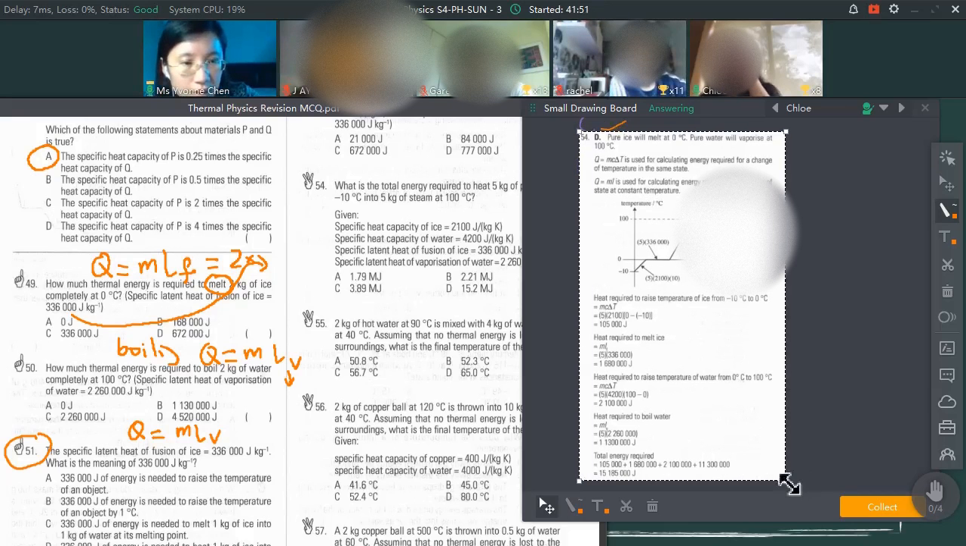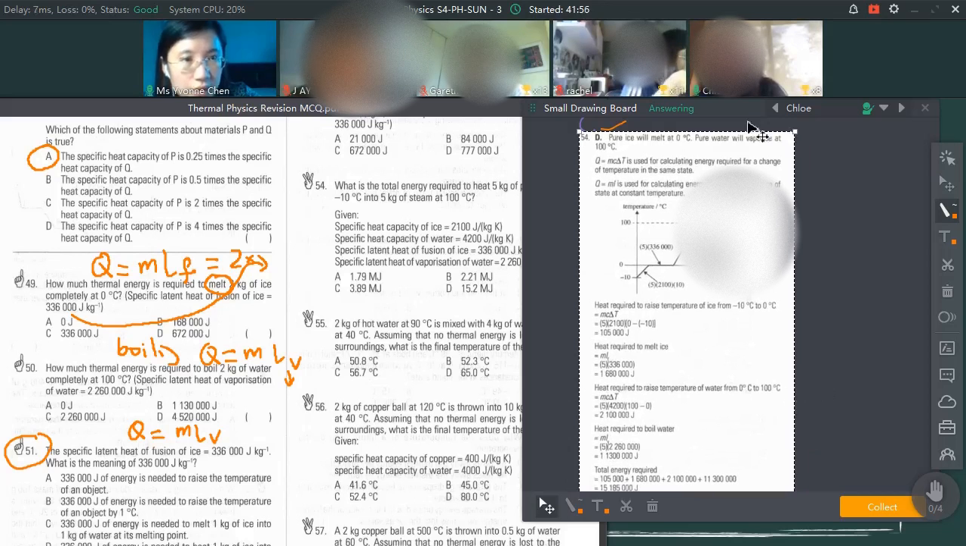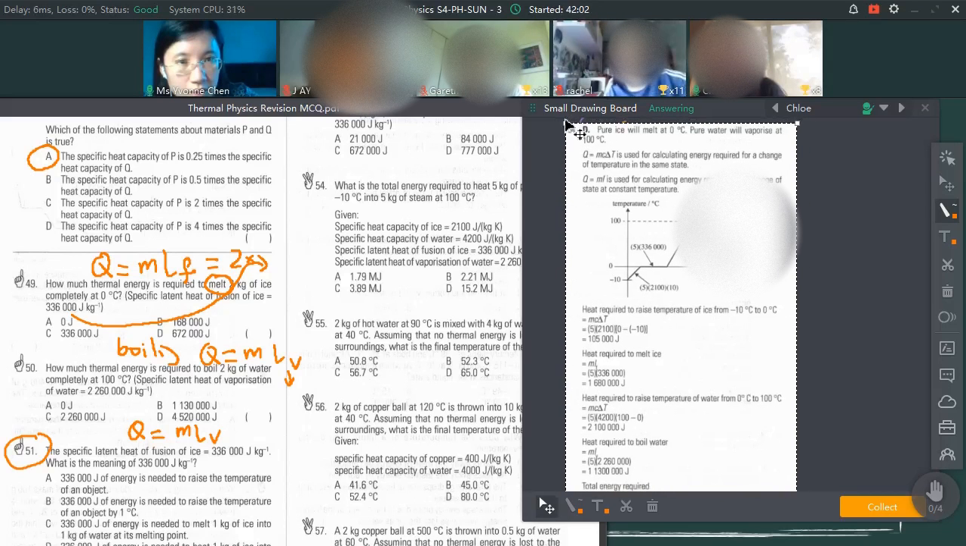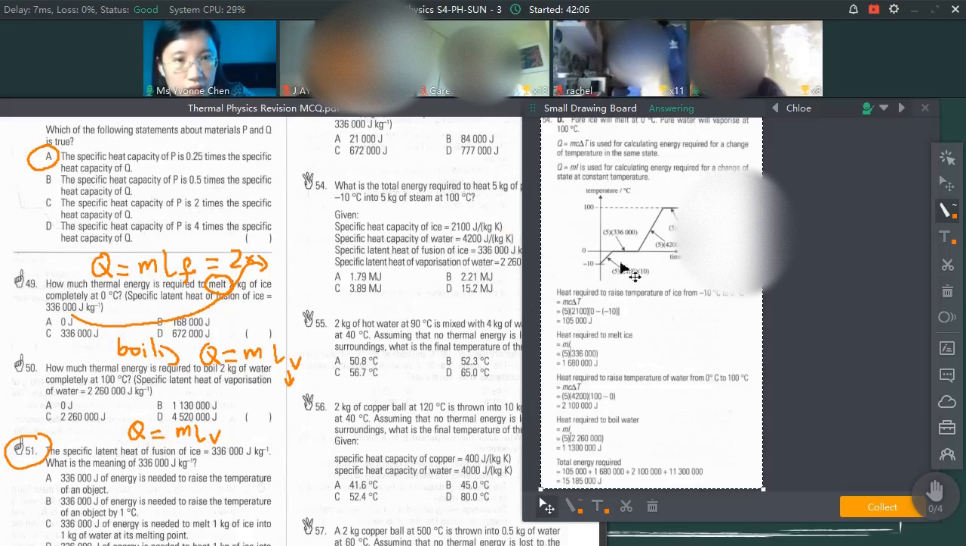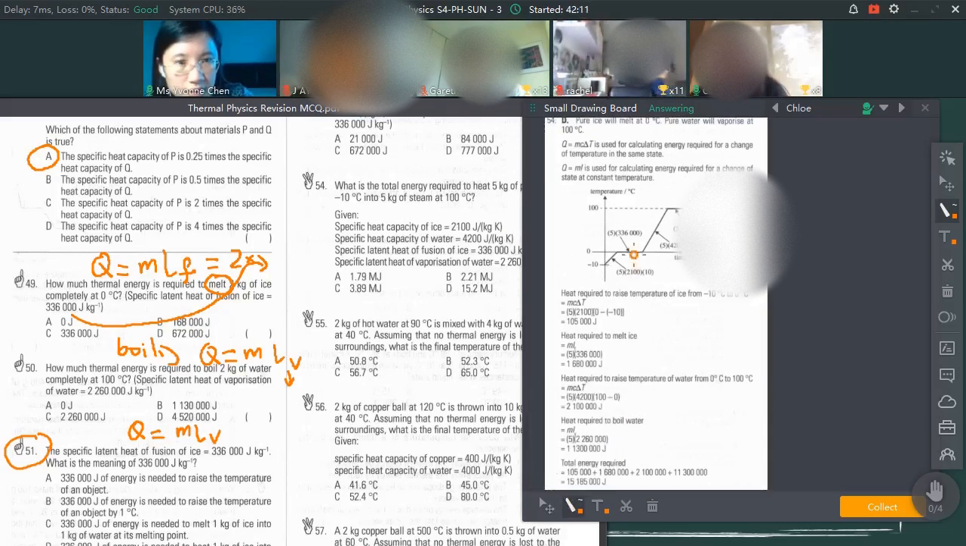Okay. Chloe, can you see the working on the drawing board now? Yeah. So for 54, what you need to do is to get the various parts' energy. For different parts, no matter changing temperature or changing state, there's some energy required. 1, 2, 3, 4, 4 parts.